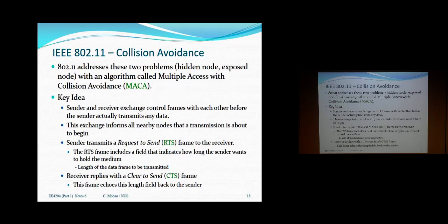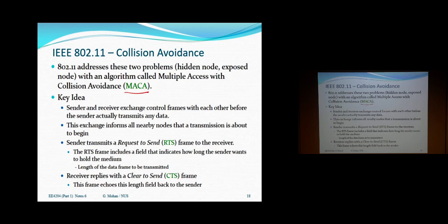Let's look at the 802.11 collision avoidance protocol. We call this MACA, multiple access with collision avoidance. Because it's avoidance, some level of coordination is required, because somehow they need to agree to have a transmission or not. So what sender and receiver do is this.